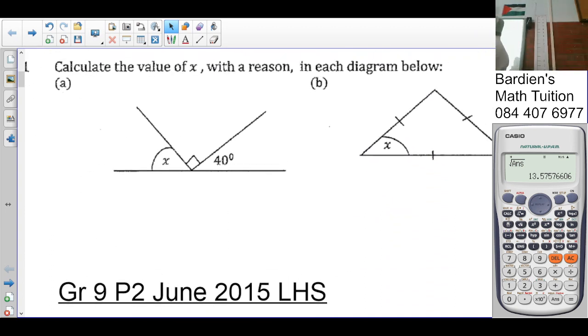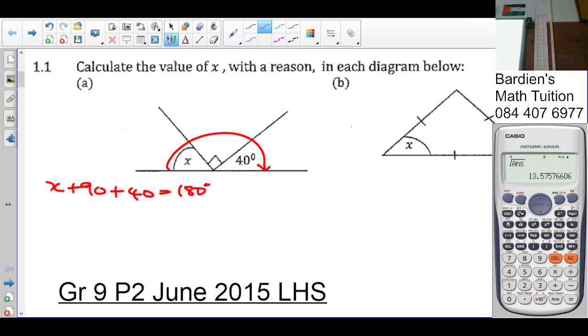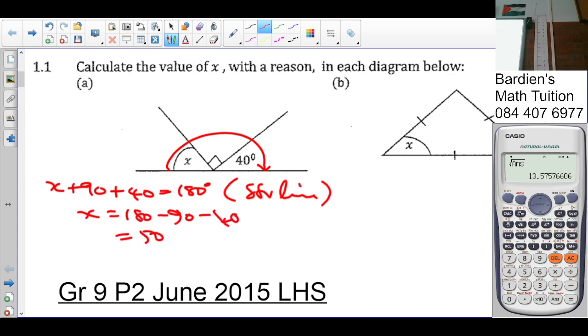Calculate the value of x with the reason in each diagram below. So of course, to calculate the value of x is going to be angles on a straight line. So x plus 90 plus 40 is equal to 180. Straight line. So x equals 180 minus 90 is 90, and 90 minus 40 is 50. So x is 50 degrees. You all agree with that? Right.